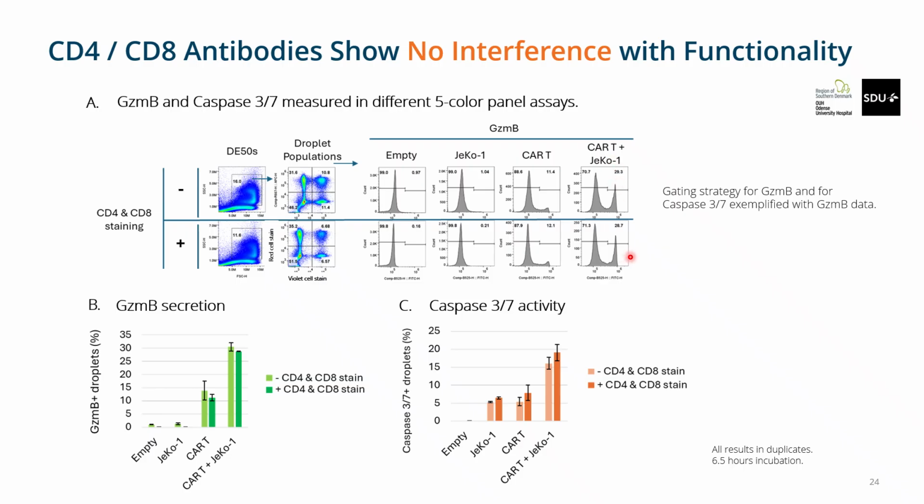Those are hard to see. But down here you have the quantification in diagrams, and you can see the granzyme B activity is very similar in these co-encapsulations between the cells that are not stained and the cells that are stained. And the same goes for the caspase-3 activity, very similar signals.